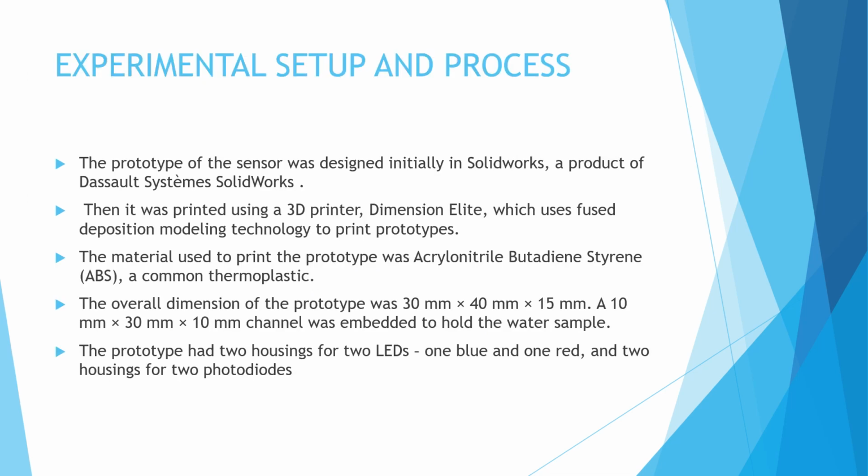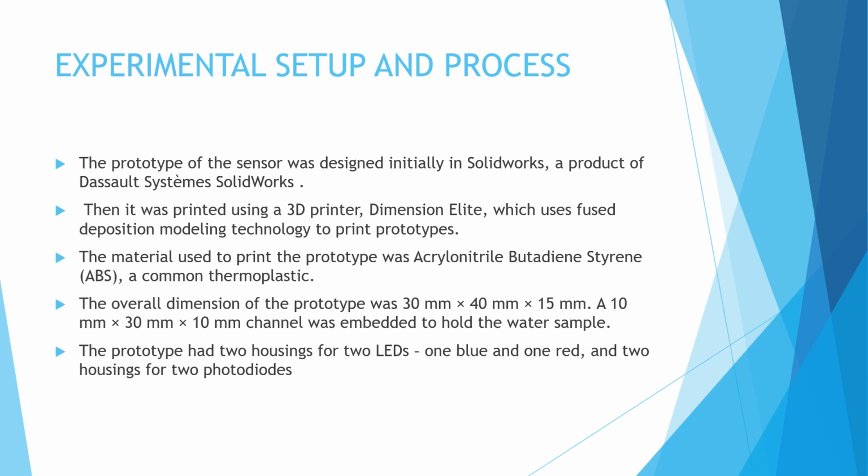Experimental setup and process. The prototype of the sensor was designed initially in SolidWorks, a product of Dassault Systemes. Then it was printed using a Dimension 3D printer, which uses fused deposition modeling technology to print prototypes. The material used to print the prototype was acrylonitrile butadiene styrene, ABS, a common thermoplastic. A thermoplastic is a type of polymer.